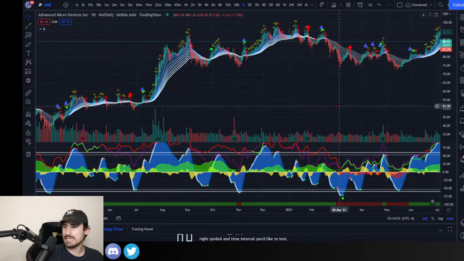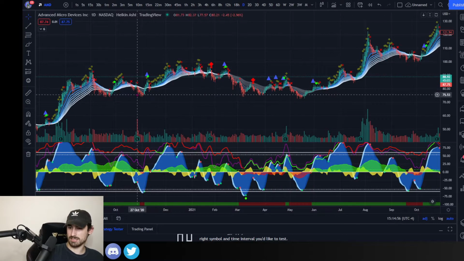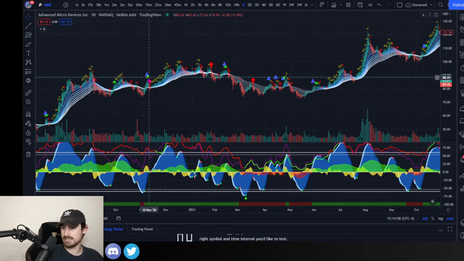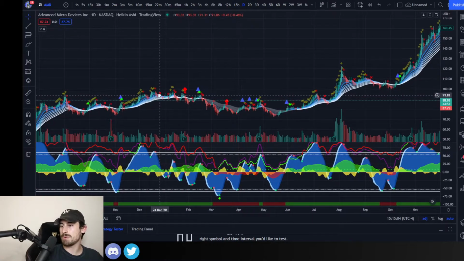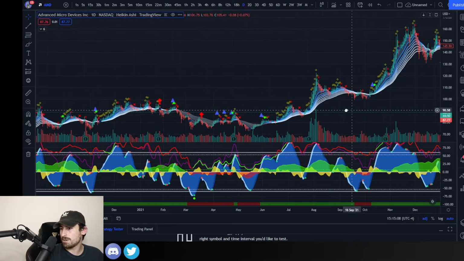So I use those green dot signals if I'm long and Market Cipher A, excuse me, gives me a nice green dot signal. I'll be like, okay, that means I made a good trade. That means that we could continue. But other than that, I don't really care.